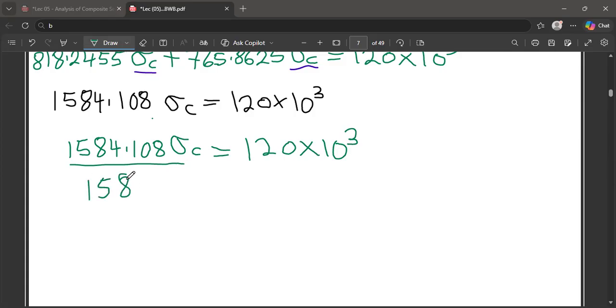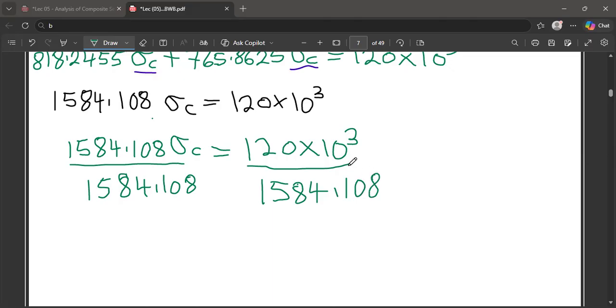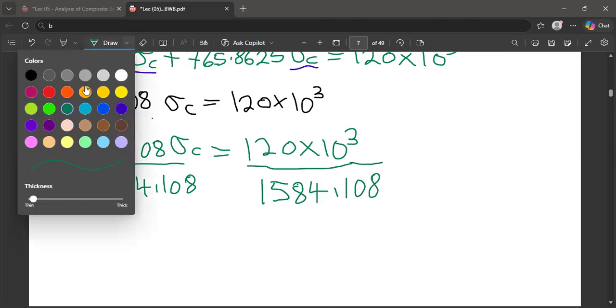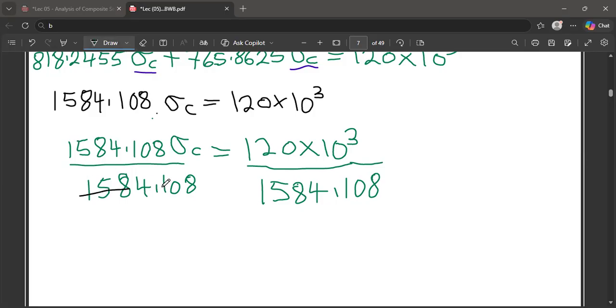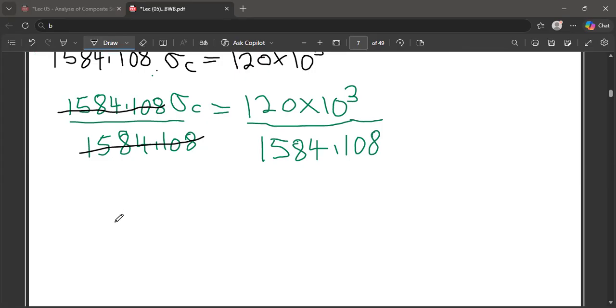Everybody pick your calculator. As I'm doing, you're also doing. Point 108, exactly. You divide here by the same amount, and you do the same thing here too, 1584.108. So quickly, you realize that this can take care of this. And at the end of the day, what are we left with? We are left with something very, very special.